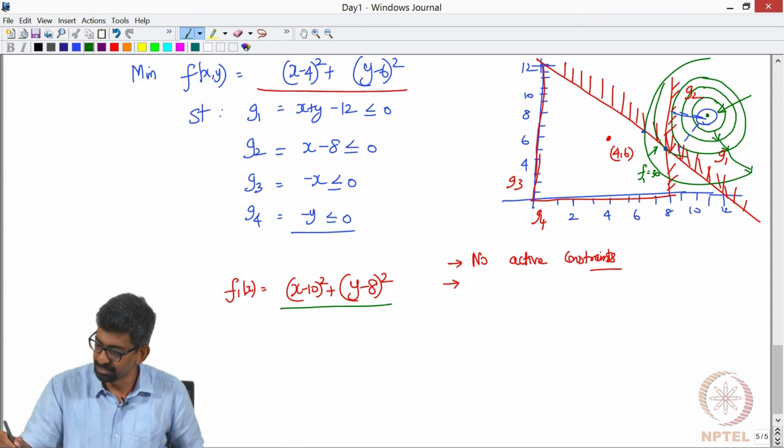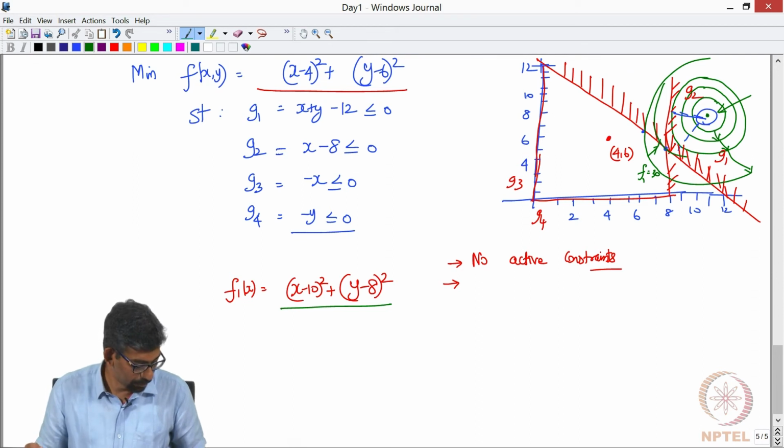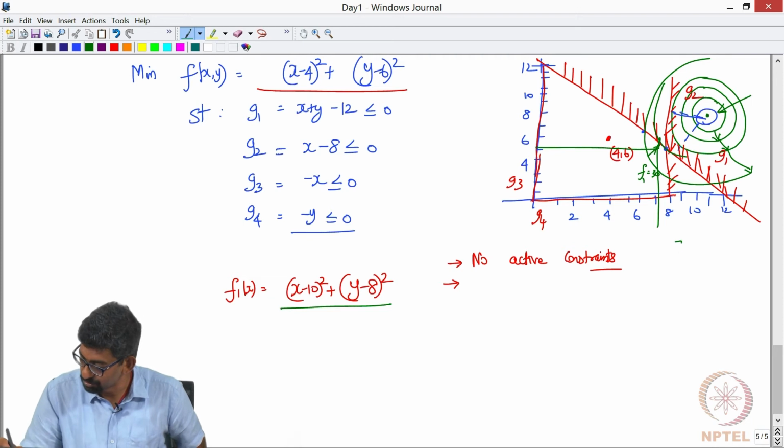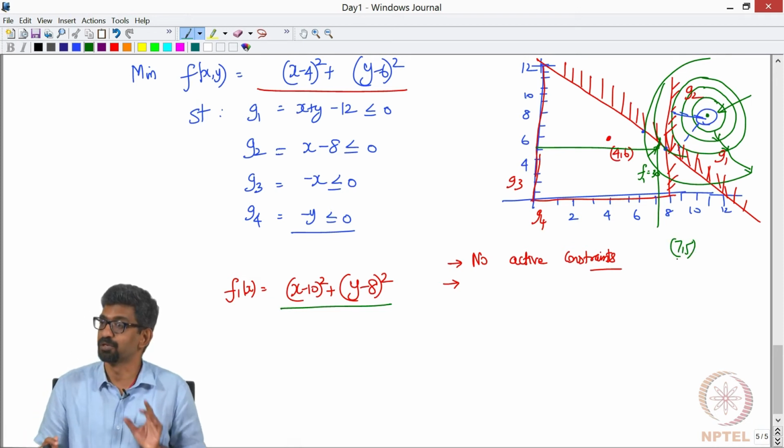It will hit somewhere here, it is not on that, and that point is likely to be f equals 18 if I am not wrong. It should be 7, 5, that you can do for yourself. It will be somewhere here, it should be 7, 5, that will be your thing.